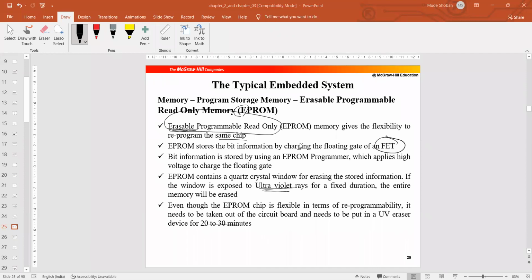So, dear student, EPROM stores the bit information by charging the floating gate of an FET. So FET is used. FET has 3 terminals. You are aware of it: gate, drain, and source. Right. So in this also there are 2 different types you can create: NPN or PNP type.